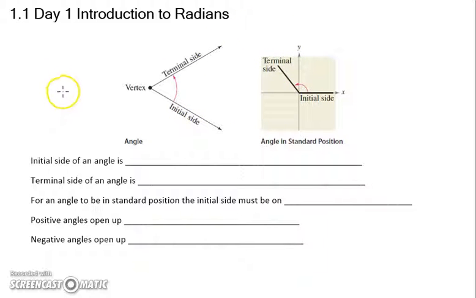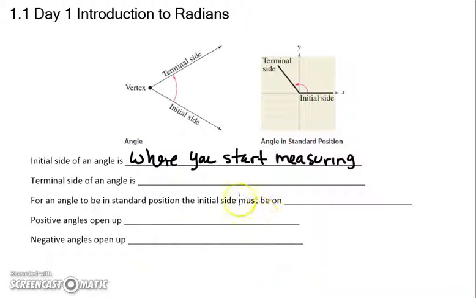But the terminology that we need to remember is that the initial side of an angle is where you start the measuring. So when you go to start measuring an angle, where you start is your initial side. The terminal side is where you stop measuring. So if we look up here, these two things, the initial side, you can see the arrow going from the initial side up to the terminal side, same thing over here.